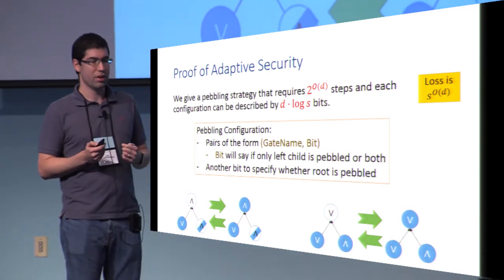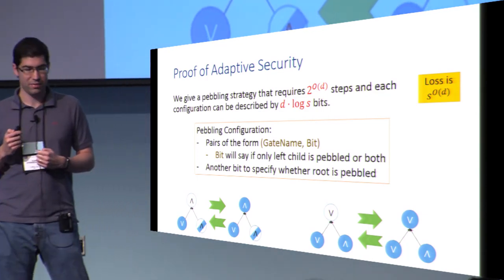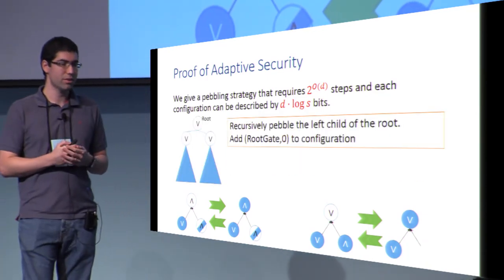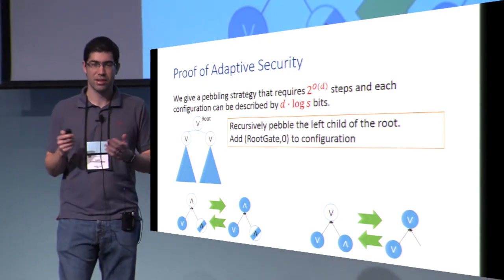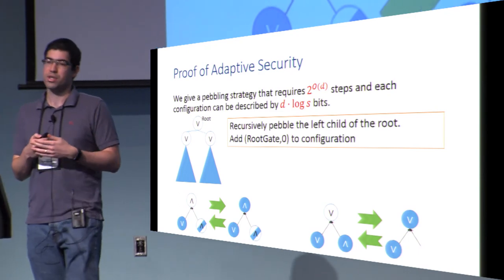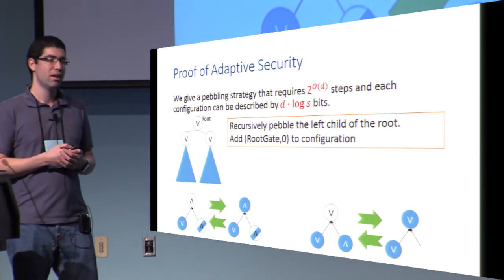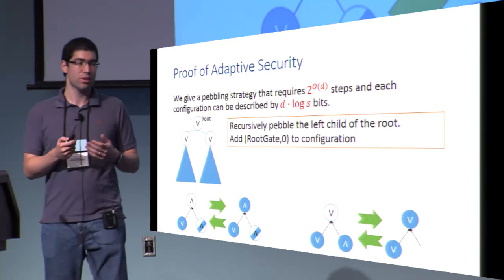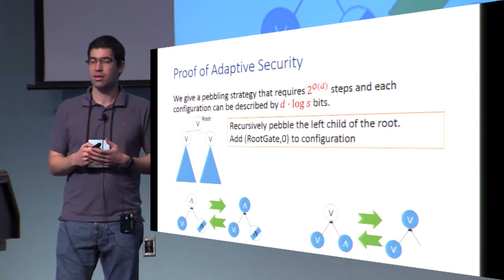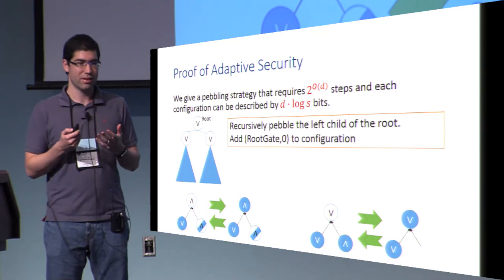And let's see how we pebble a circuit. So that's what we're left to do. So think that you have the following circuit. There's an OR gate, and for example, it has two inputs, which are by themselves OR gates. And there's a big subtree underneath each of them. So we're going to recursively pebble this circuit.